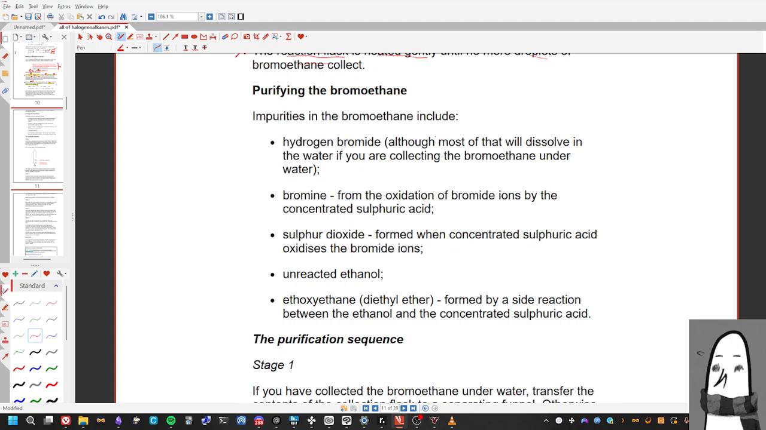So if you're collecting it underwater, most of it you're going to be collecting. However, some are going to get excluded. Bromine, again, as we talked about, is from the oxidation of bromide ions by the concentrated sulfuric acid. Some of it is going to be turned into it, as we learned in that note. Sulfur dioxide is formed when concentrated sulfuric acid oxidizes the bromide ions. So again, we're talking about sulfuric acid and bromide ions, so you're going to get sulfur dioxide.